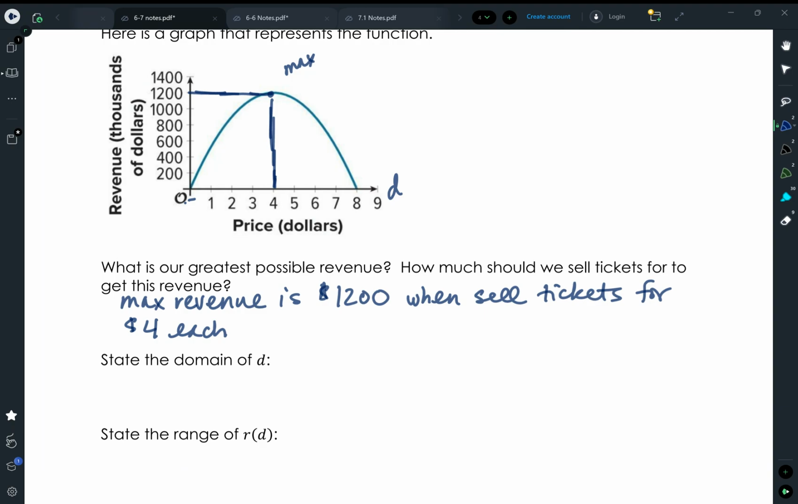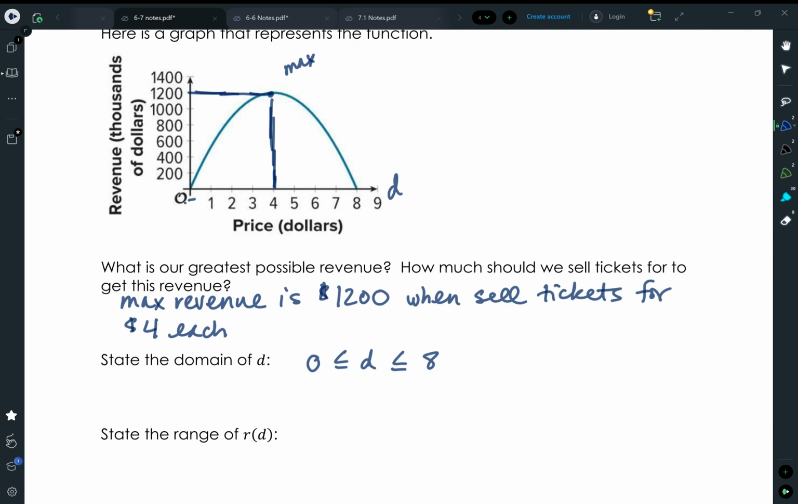So we're going to say that 0 is less than or equal to D is less than or equal to 8. We're sandwiching the D between the 0 and the 8 to show that it's between those two. Now, granted, I wouldn't want to sell them for $0, right? And I wouldn't want to sell them for $8 either because I don't really make any revenue that way. But those are all the values I could have for my domain.